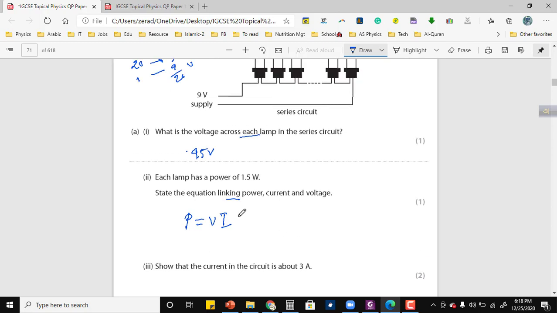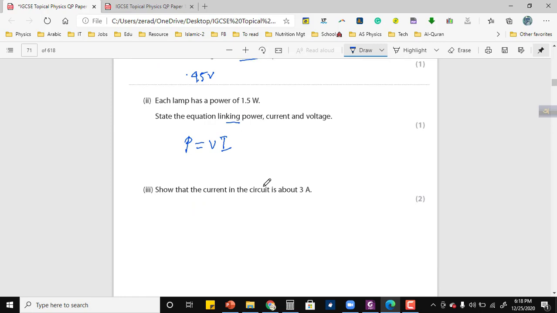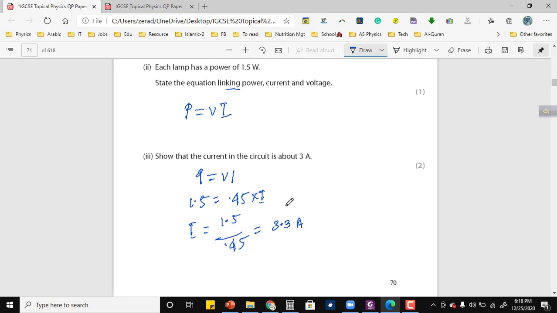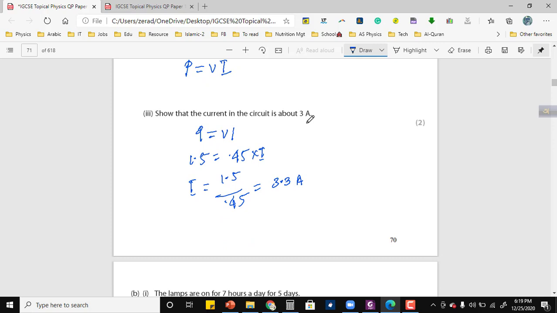So we have got the power of each lamp, and we have got the voltage across each lamp in the series circuit. So we can use the equation P is equal to VI, and we get 1.5 is equal to 0.45 multiplied by I. So I is equal to 1.5 divided by 0.45, which is equal to 3.3 amps. So this should be the answer, because 3.3 is closer to 3 amps.